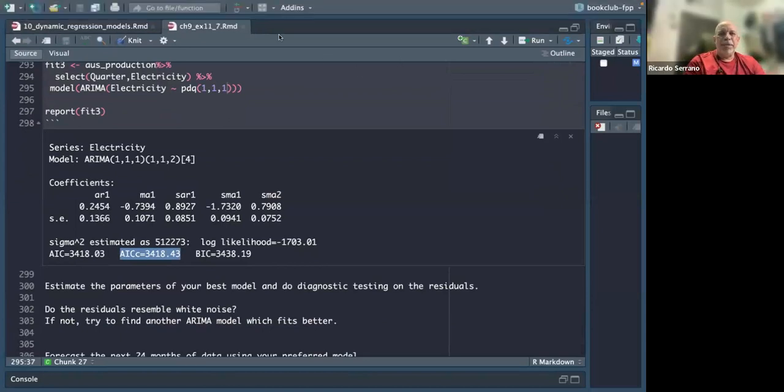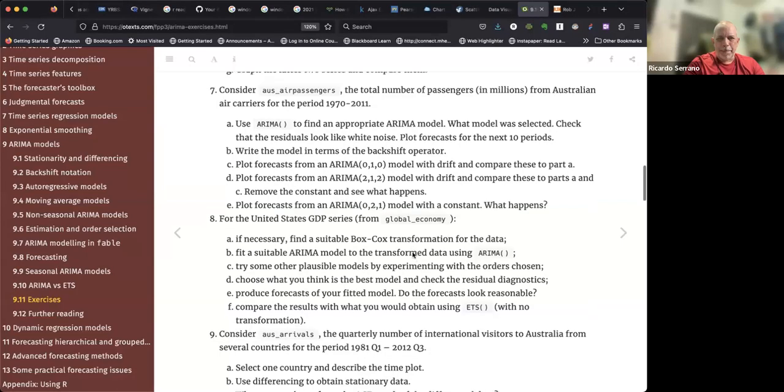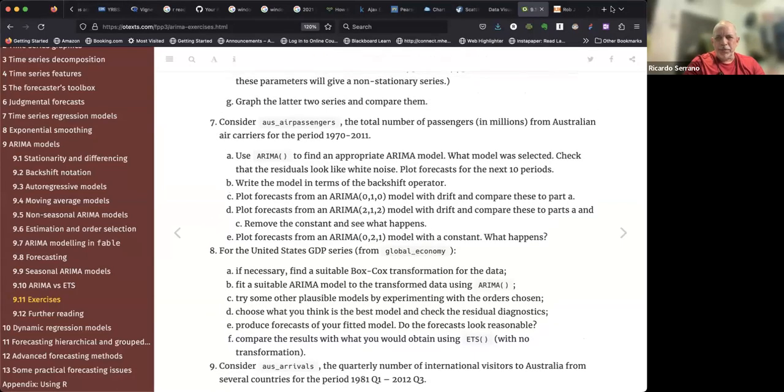Okay, good. So the exercise that I worked was this one, 11.7, which is related to the passengers. The Australian passengers, total number of passengers in millions from the period 1970 to 2011. There are no carriers, just the year and the total of passengers that were in transit.